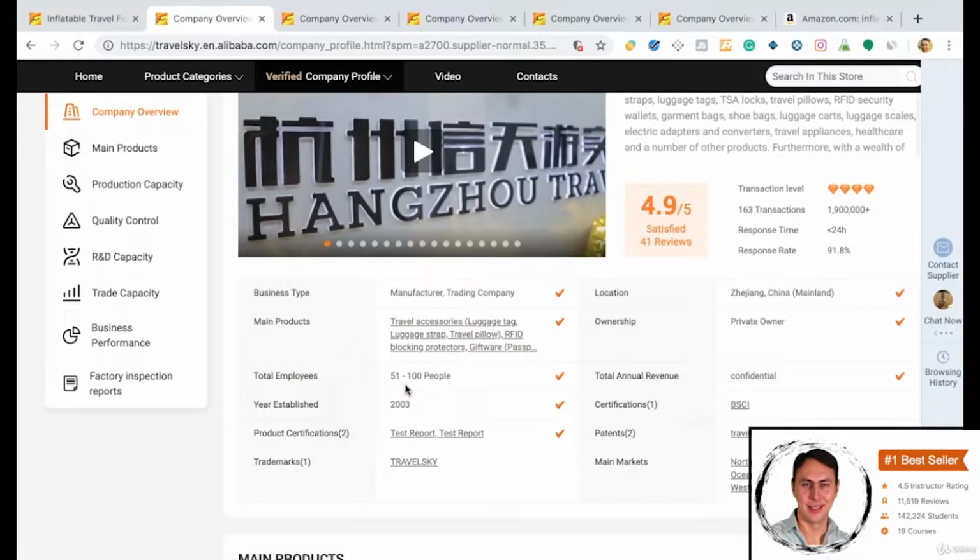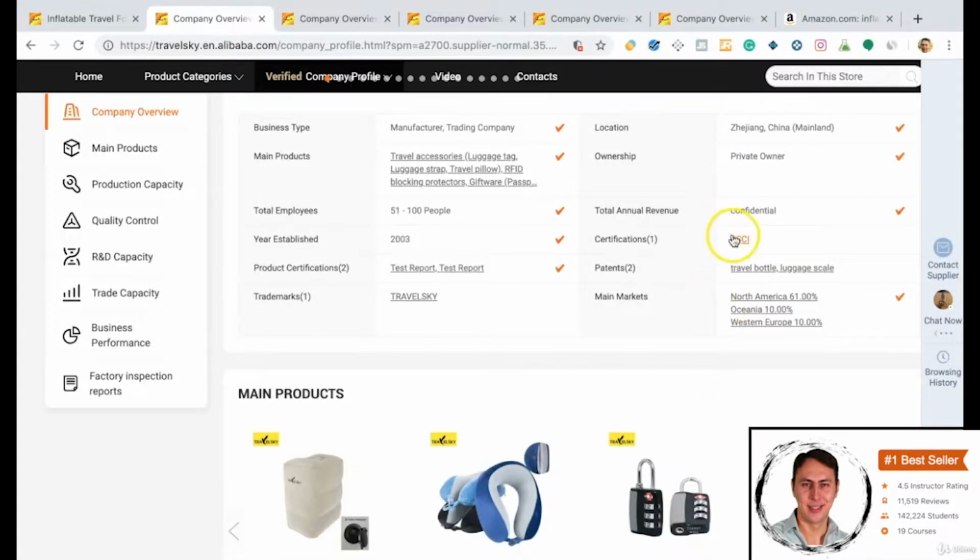Our aim is to find bigger companies, so total employees must be at least 20 and over. For this company, it's 51 to 100, so it is nice. It was established in 2003. We've already seen that they have been a vendor for 15 years. You can see where the company is. They are in China. They have plenty of information about the product. For example, if a certificate is needed, you can check it on the page. They also have a trademark. You should have a look at all of them.